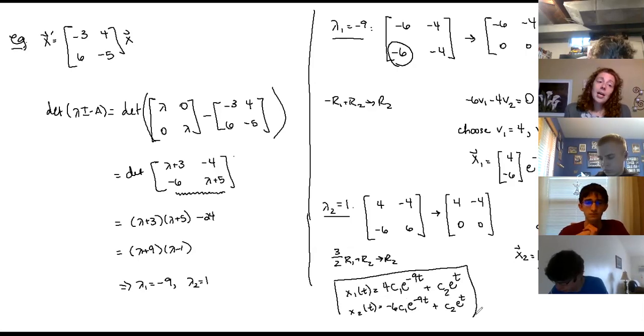If I wanted a particular solution, I would need to give you initial conditions, and then we would solve those the way we did yesterday with matrix operations.